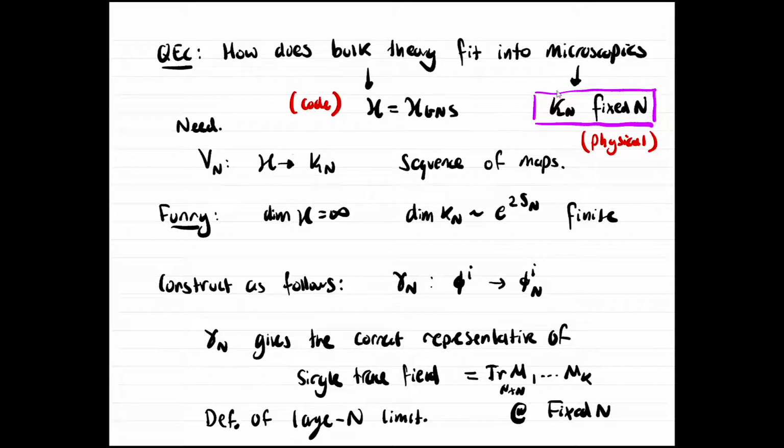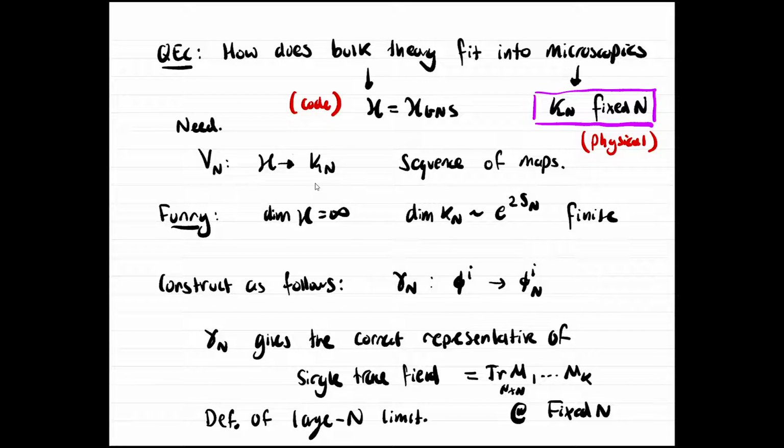Well, the natural code is the GNS Hilbert space that we constructed. So we need a map between that Hilbert space and the finite n Hilbert spaces. So we actually need a sequence of maps. So we'll have a sequence of maps. That's this Vn. So these are linear operators between these two Hilbert spaces.